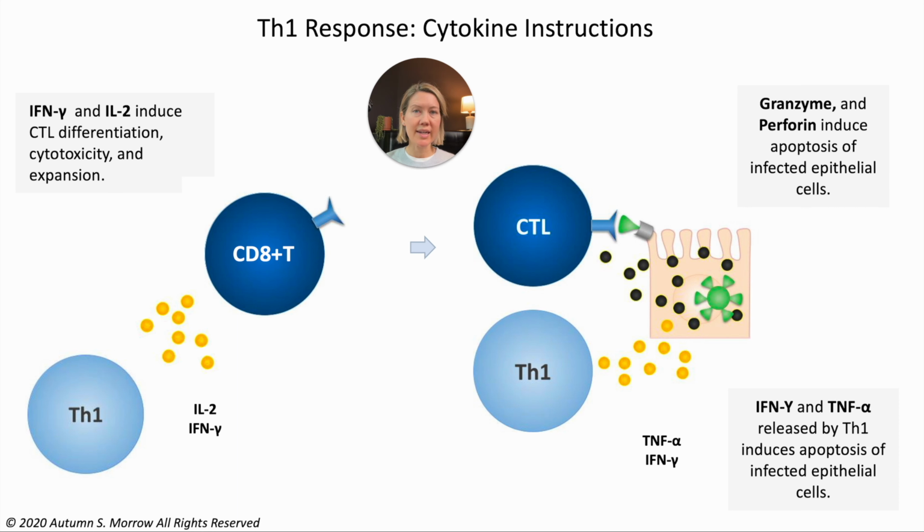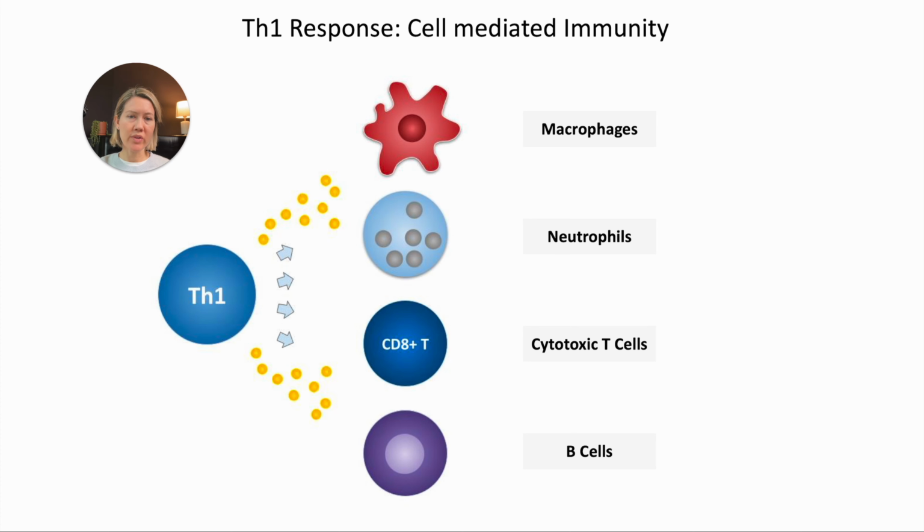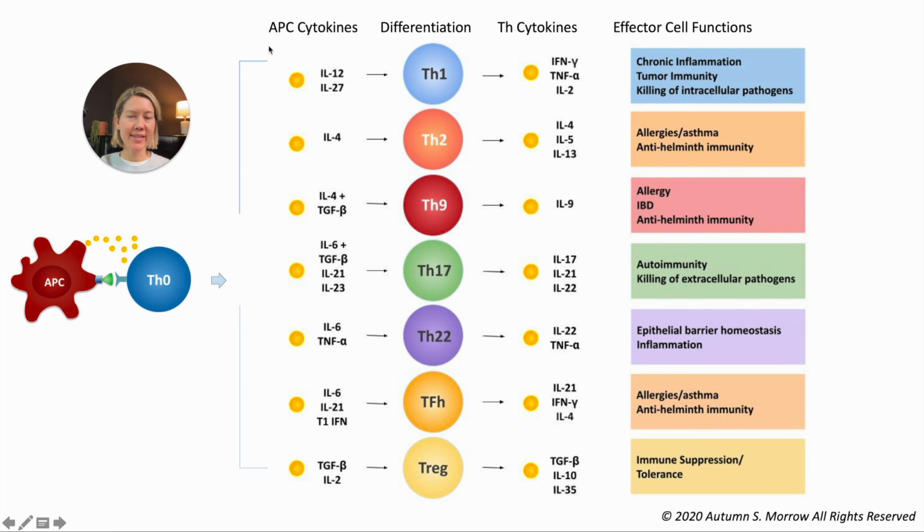And to review, here are a few of the immune cells that are activated by Th1 cells, and they include macrophages, neutrophils, cytotoxic T cells, and B cells. You might recognize this slide from the last episode that gave a broad overview of the immune system, but it's helpful here to review the effector functions of the Th1 response, chronic inflammation, tumor immunity, and killing of intracellular pathogens.